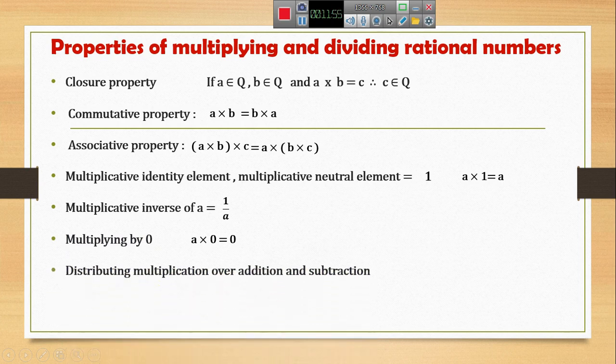Distributing multiplication over addition, the distributive property. If you have a number multiplied by a bracket like this, we will distribute this number between them. So we will multiply a by b and a by c. We multiply this number by both of these two terms. And also in subtraction we use the same idea: a times b, then we write minus according to the sign, and a times c.